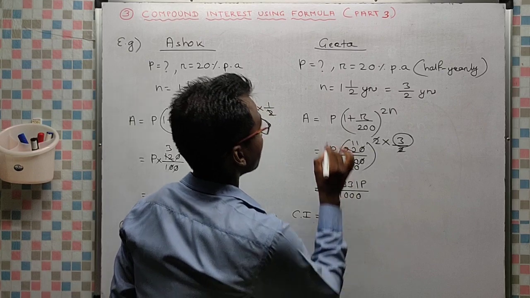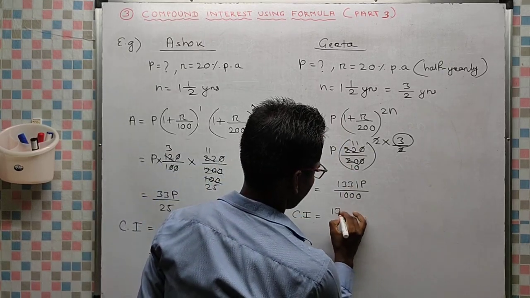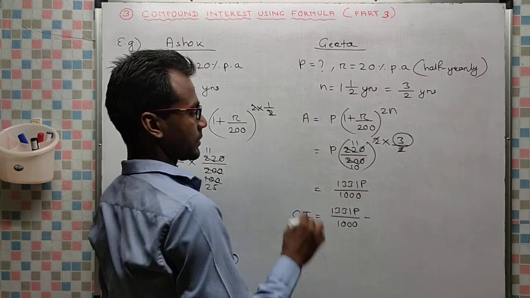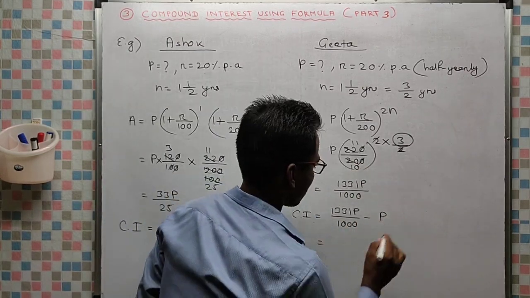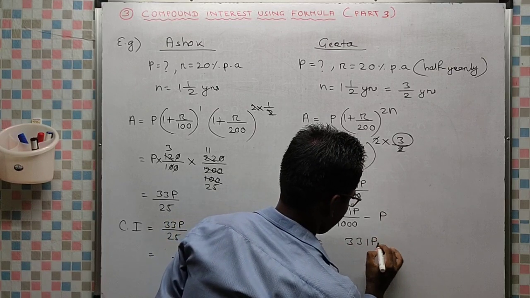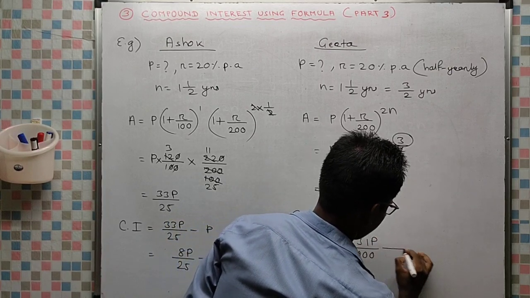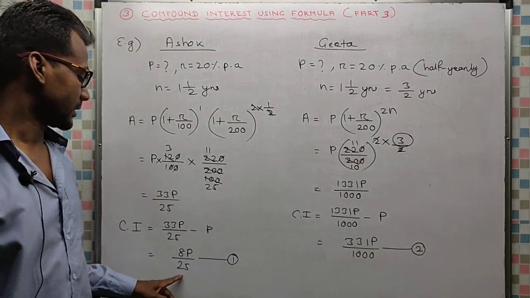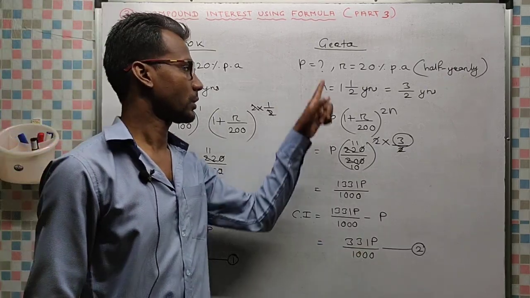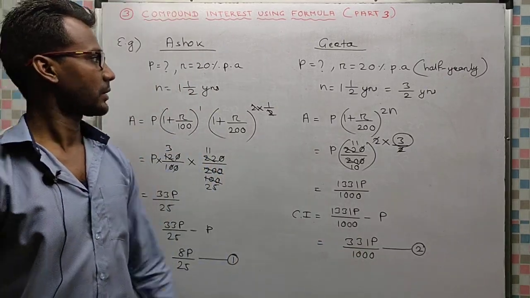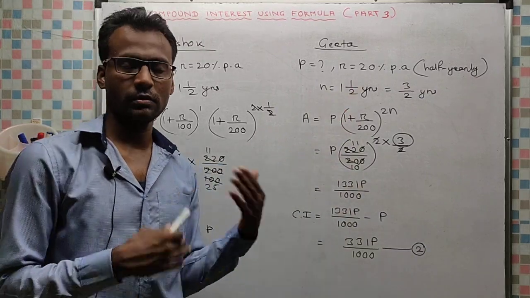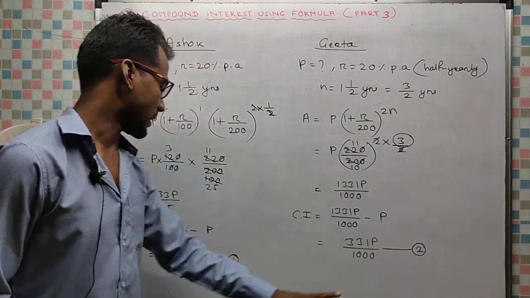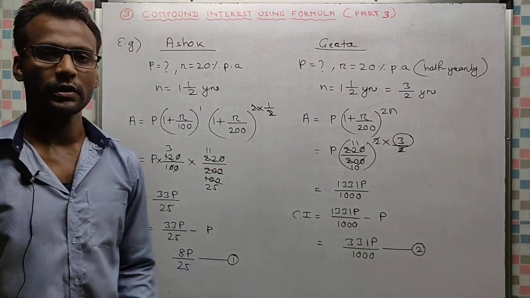So the compound interest that Gita will receive will be amount minus principal, 1331P by 1000 minus P. On simplifying, we will get 331P by 1000. This is the compound interest for Ashok, and this is the compound interest for Gita. Now, in the question, it was given that Gita has got more compound interest, by 33 rupees. So definitely this minus this is 33.